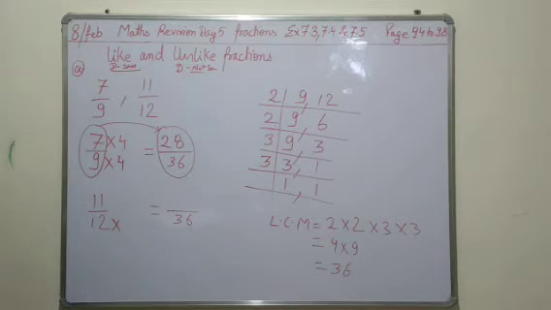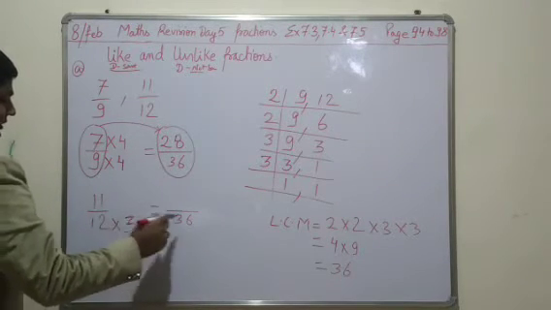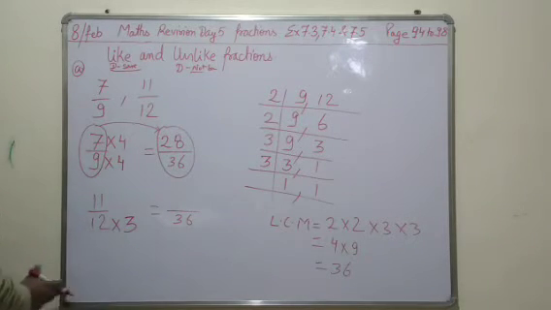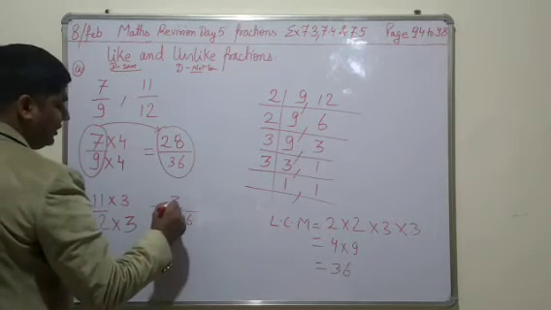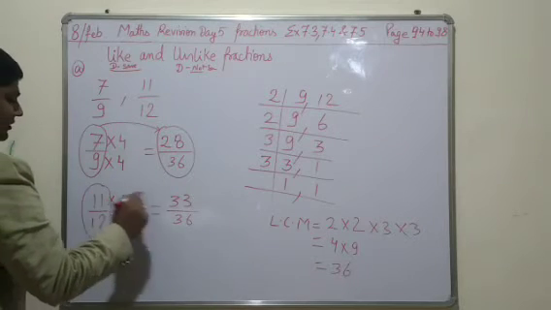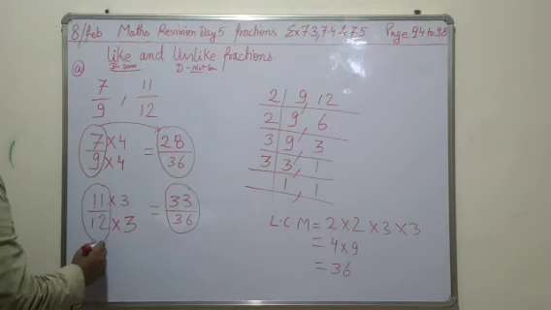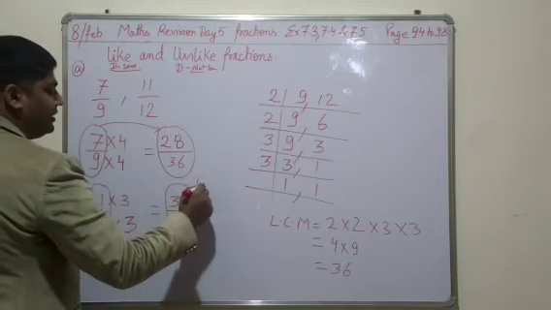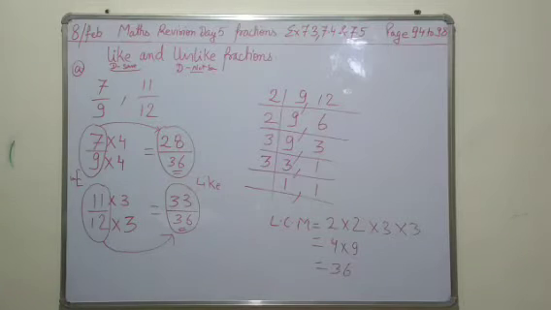Here we have how much we have to multiply here. We will multiply by 3. 3 2s are 6, 3 3s are 9, 12 3s are 36. Now if we multiply by 3 in the denominator, then we will multiply by 3 in the numerator also, then it will be 33. So 11 by 12 is equivalent to 33 by 36. So these are also the equivalent fractions. And here we have these are unlike fractions, and here they are like fractions because denominators are same. So this is your like and unlike fraction, and you have to understand, you have to find the LCM.